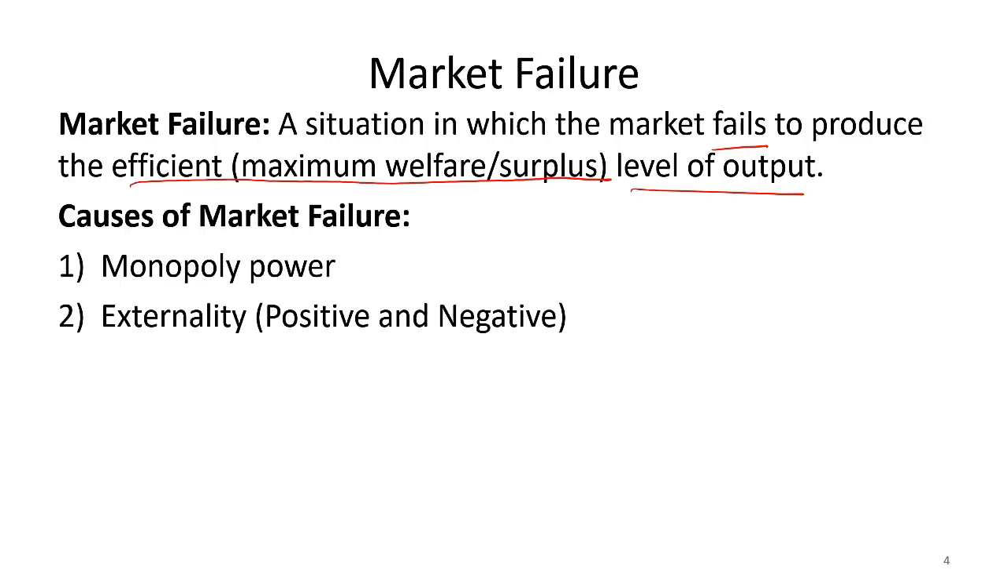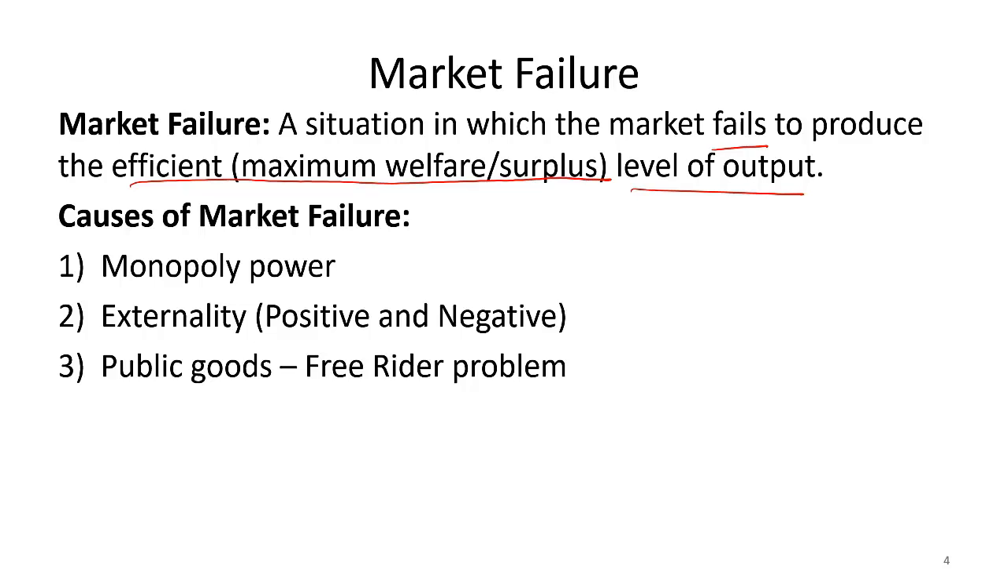The second reason for market failure is externality. Externality can be positive or negative, which essentially means that your actions have unintended and uncompensated effects on somebody else. For example, when you smoke, it's not only affecting you, it's also affecting people standing next to you. But you are not compensating that other person who is suffering because of your smoking. So this is an externality, and markets can fail if there are external costs or benefits.